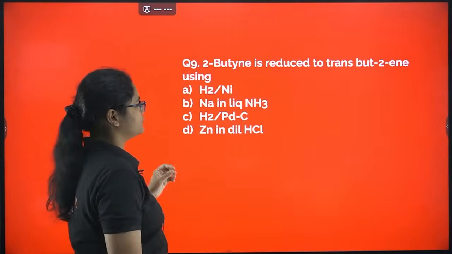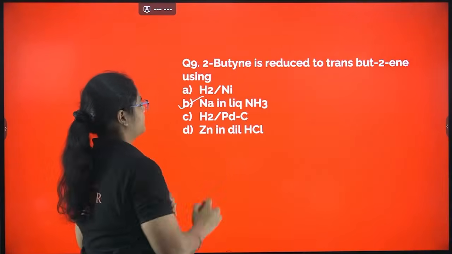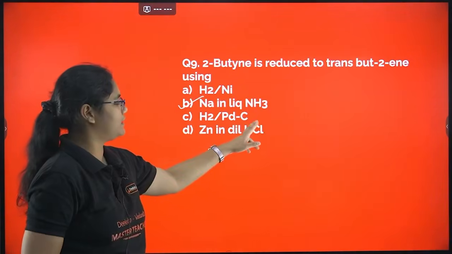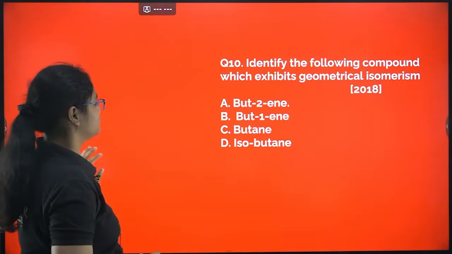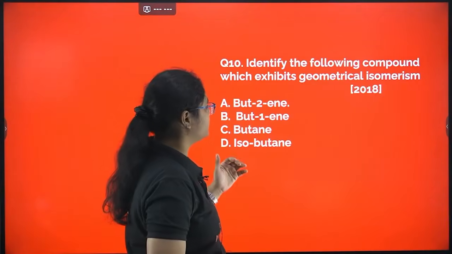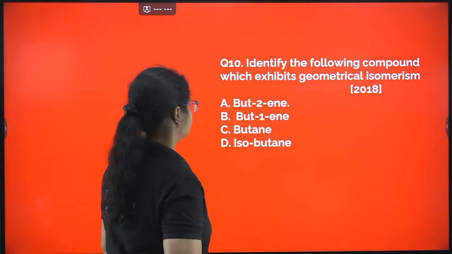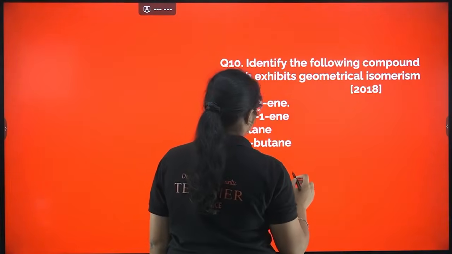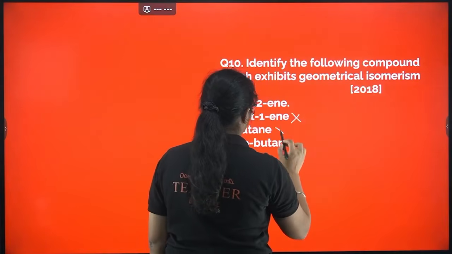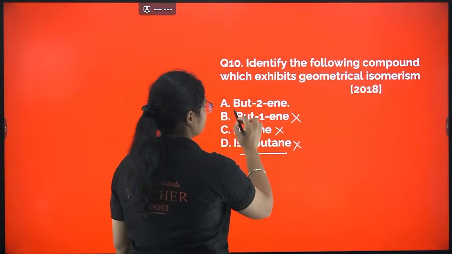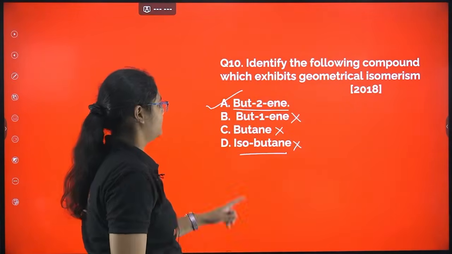Next, 2-butene is reduced to trans with sodium in liquid ammonia, and if you use hydrogen with palladium on carbon, you will get the cis isomer. Identify the following compound which exhibits geometrical isomerism. So for geometrical isomerism, first of all, but-1-ene is not there. You need to have a double bond, so that is option number A here.